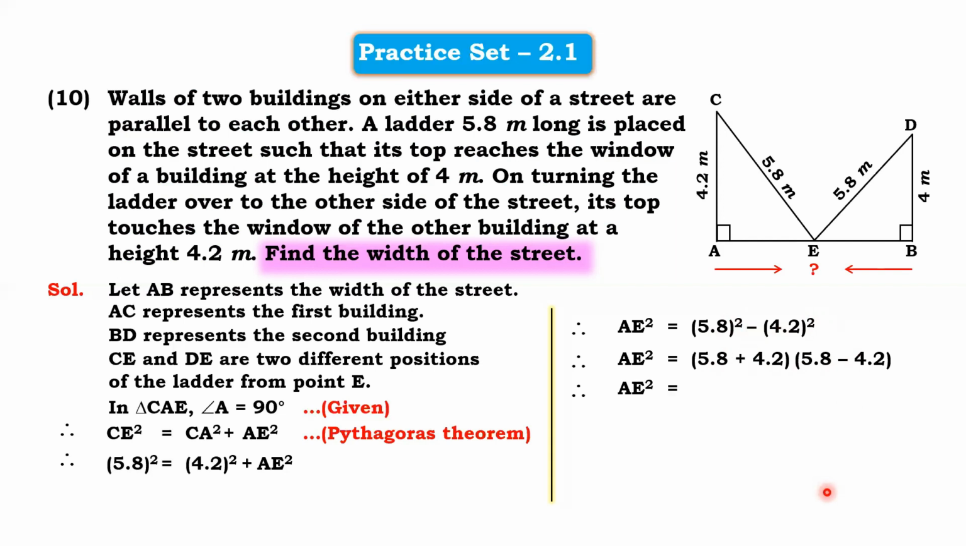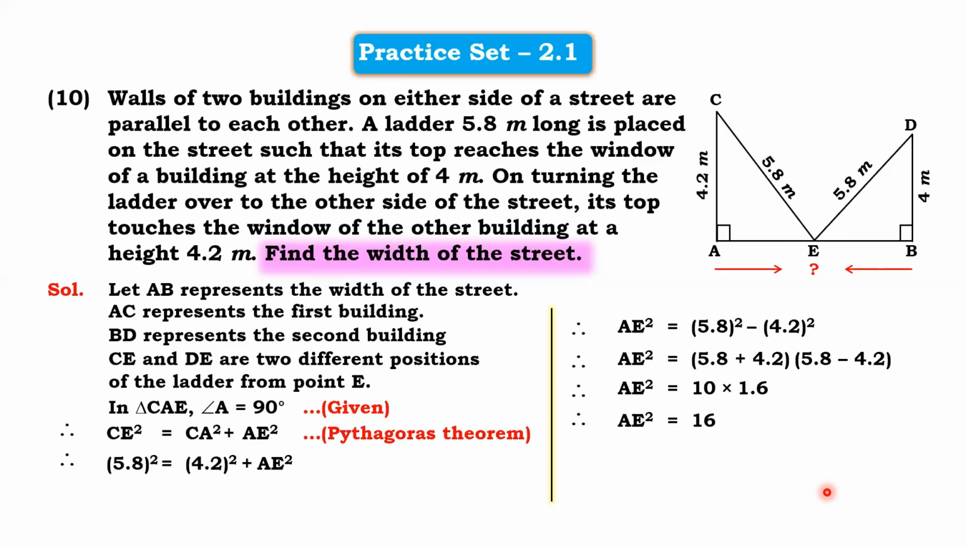5.8 plus 4.2, if you add, it is 10. Into, bracket means into, 5.8 minus 4.2. If you subtract, it is 1.6. Now 10 into 1.6, if you multiply, we get A square is equal to 16.